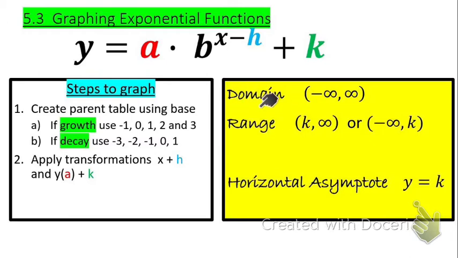The domain for every exponential function is all real numbers. The range is going to change. It could either be k to infinity or negative infinity to k. So what you can write is that if a is negative, then it's going to reflect down. And this is going to be our range. It's going to start at negative infinity and go to k. But if a is positive, then it's k to infinity.